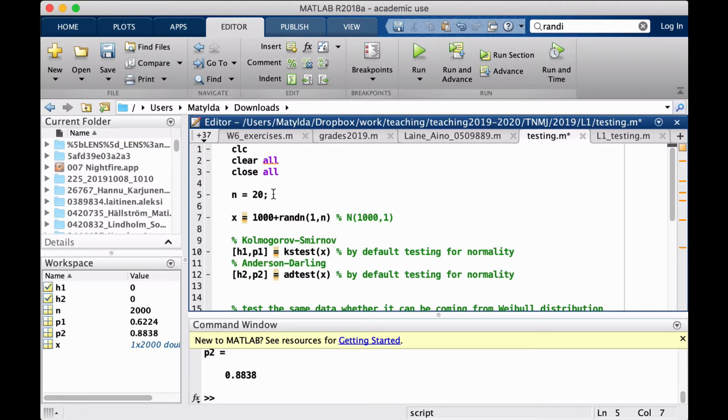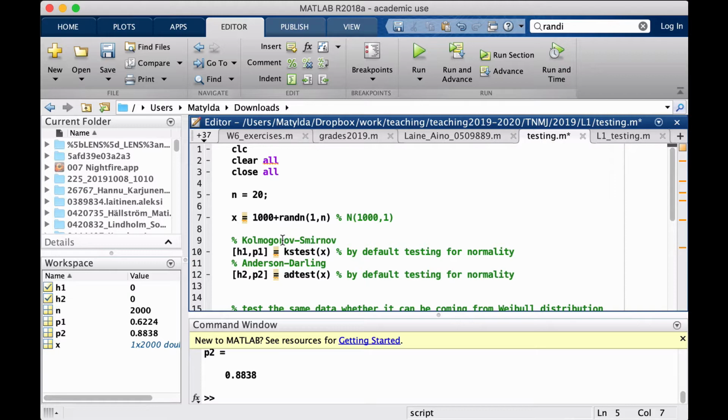The Kolmogorov-Smirnov test comes by the name kstest and Anderson-Darling by the name adtest. And from both of these you can get the hypothesis result, so whether we accept null, that should bring 0, or whether reject it, then it's 1. And then the p-value for that. And now I'll generate normally distributed random numbers, and these ones will come now from distribution with mean value 1000 and standard deviation 1. So I have rescaled it in here.